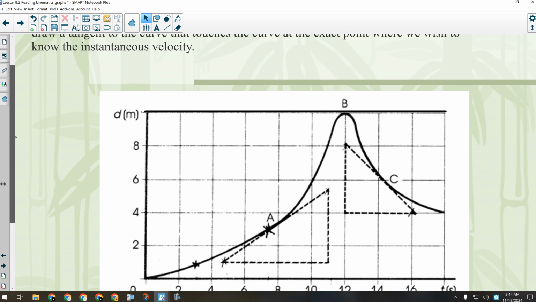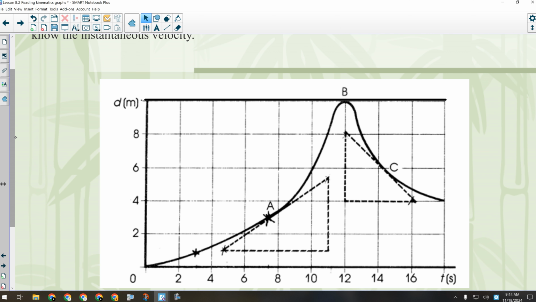Okay, here's a tricky one. Still a position versus time graph. What's the object doing between 0 and 8 seconds? It's accelerating. How do we know that? Because the slope gets steeper. Right. The slope gets steeper because it's a curve. Now, are there also curves where the slope gets smaller?